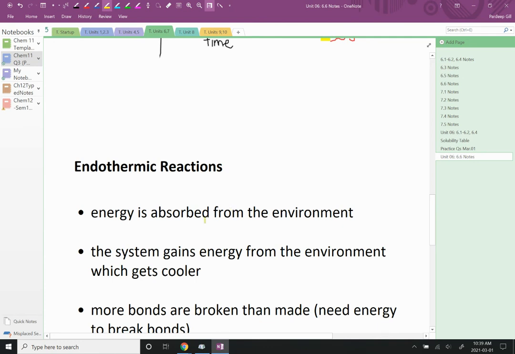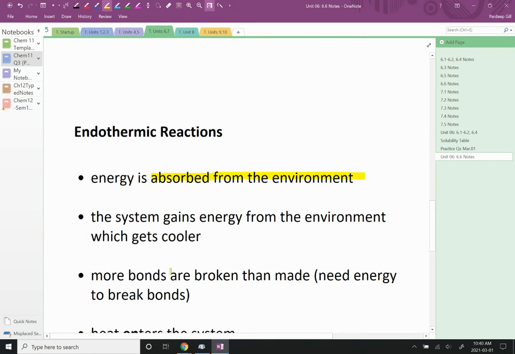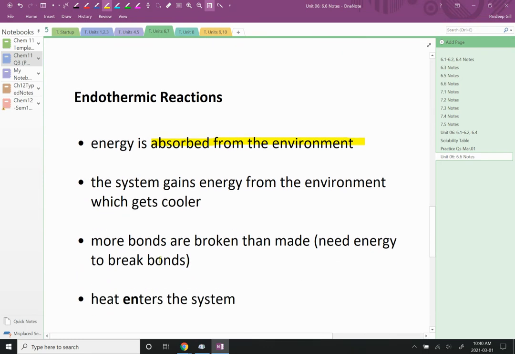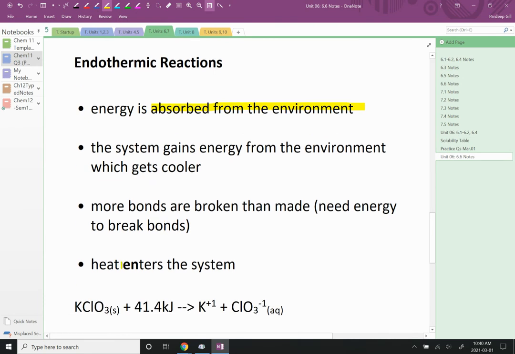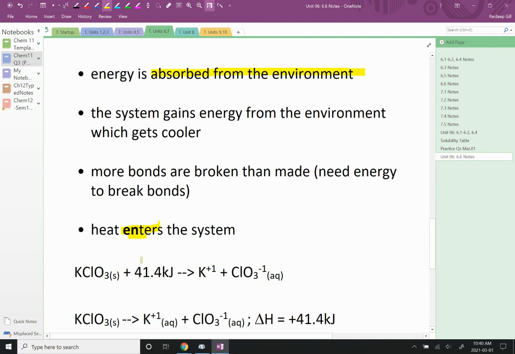Now, the reverse is true for endothermic reactions. Endothermic reactions absorb energy from the environment. So the environment actually gets cooler and the system itself gets warmer. More bonds are broken than made, and heat enters the system. So, it's endothermic: think of heat entering the system. If that is the case, then you will find that the heat term is on the reactant side.